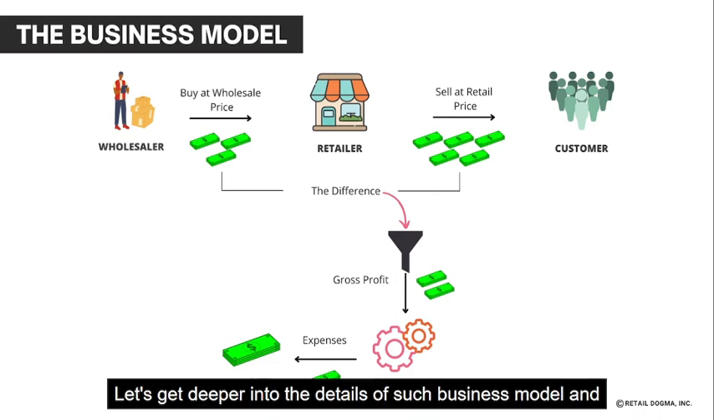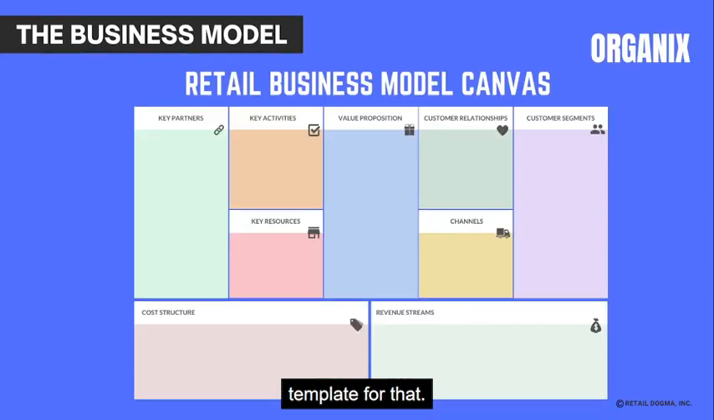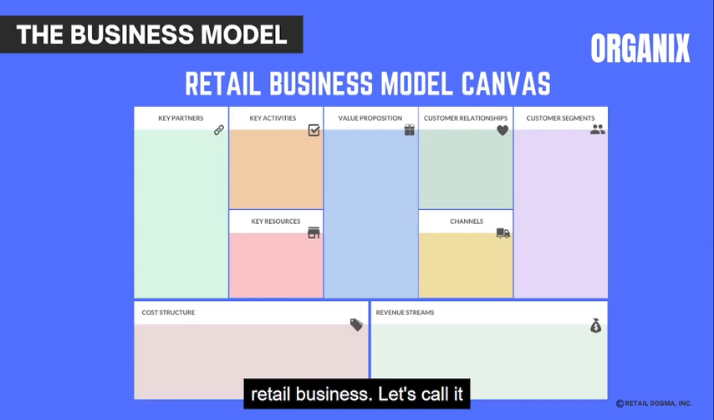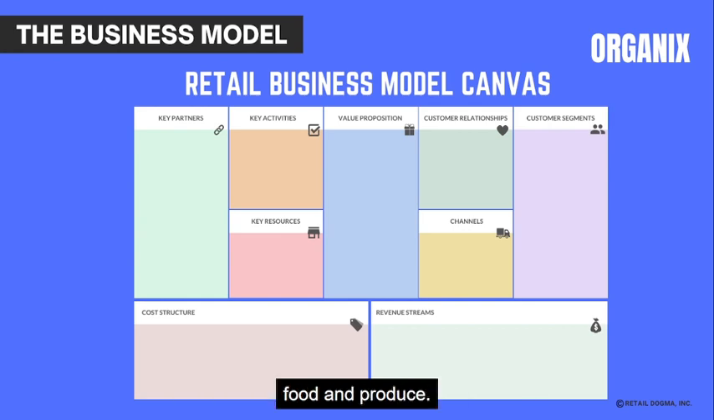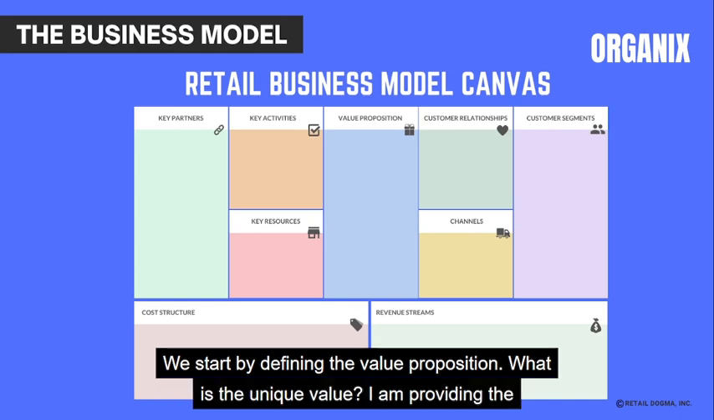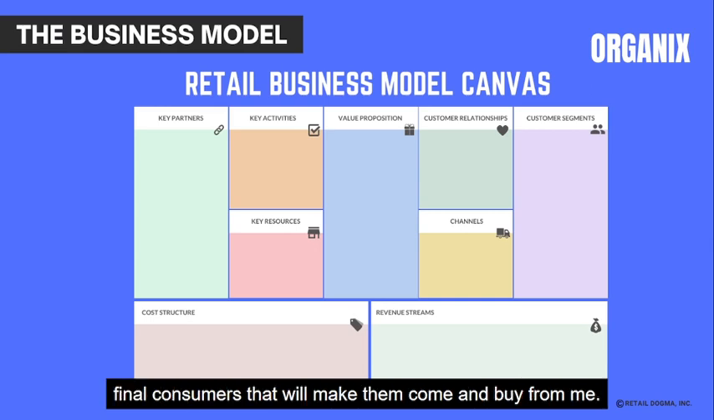Let's get deeper into the details of such business model, and we are going to use the 9-block business model canvas template for that. And here I am going to explain it through a hypothetical retail business. Let's call it Organics, which is a store that sells organic food and produce. We start by defining the value proposition. What is the unique value I am providing the final consumers that will make them come and buy from me?